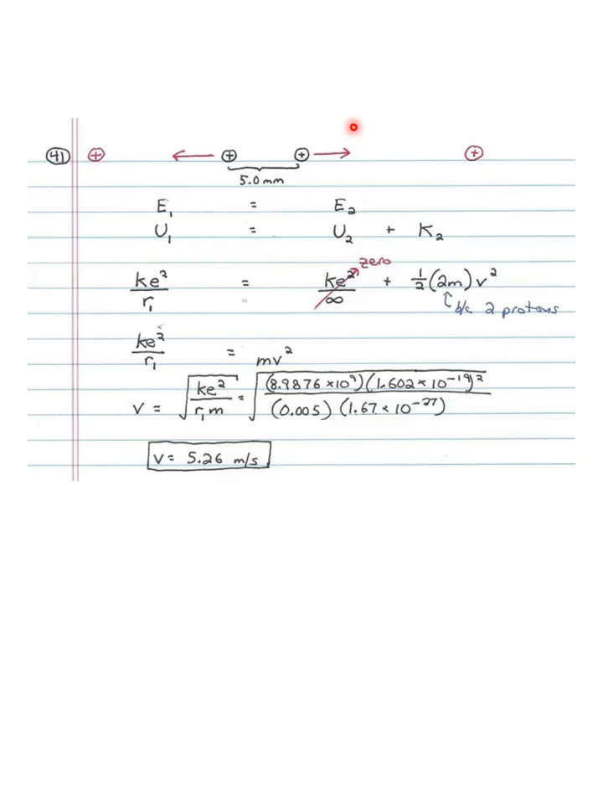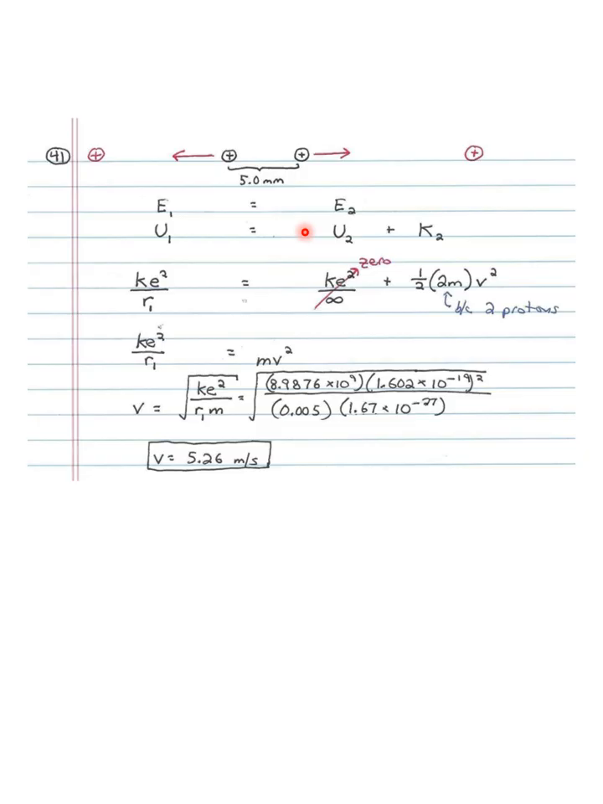To figure out what their speed is going to be at a great distance, and we can take that to mean an infinite distance, but it really just means a very, very large distance, let's use conservation of energy. We'll take E1 to be the situation where they are 5 millimeters apart. E2 is going to be a great distance away. We have potential energy at 1, and there's no kinetic energy at 1 because it says they are at rest. So potential energy at 1 equals potential energy at 2 plus kinetic energy at 2.